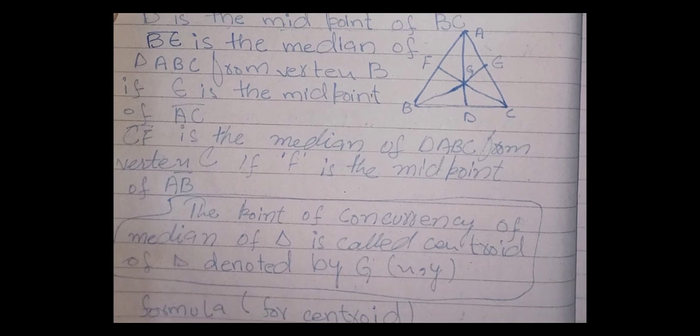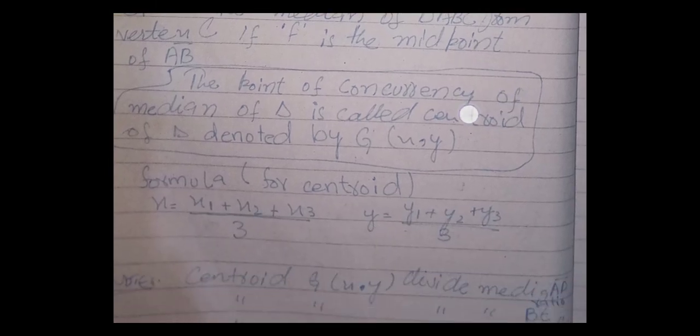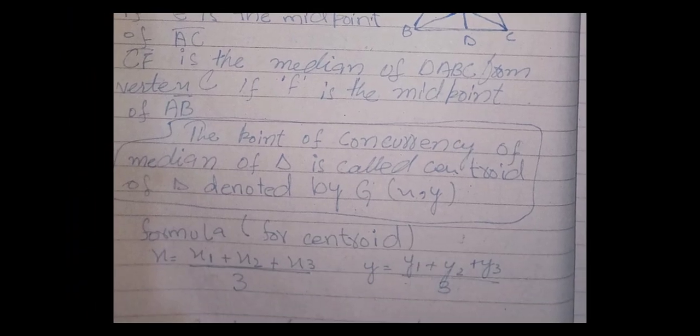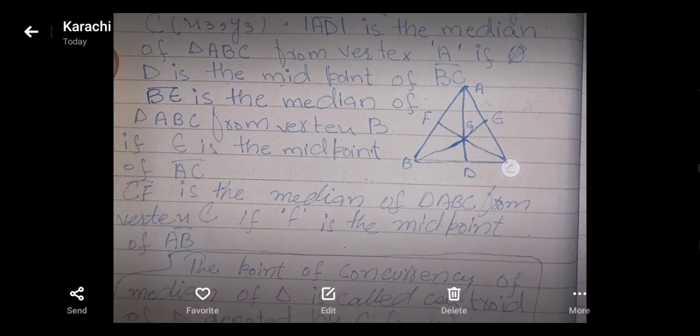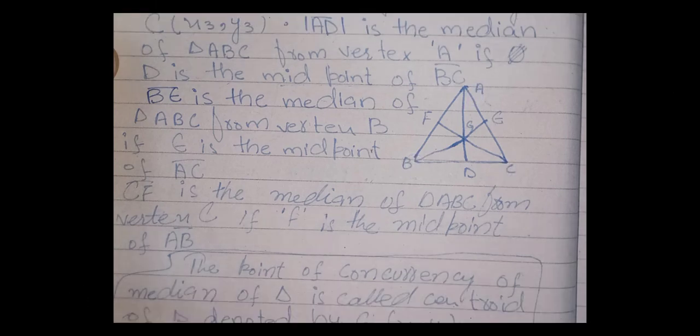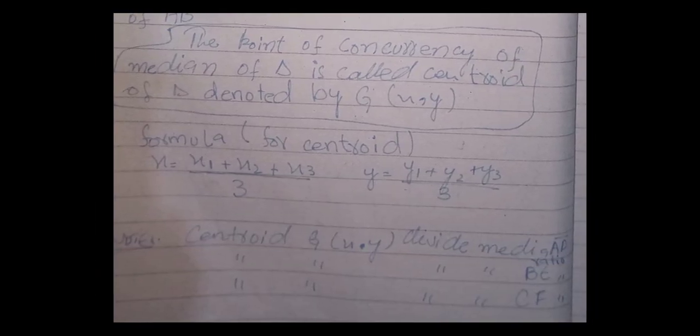If we have the term centroid in a question, we will suppose it like this. We have the formula of the centroid: x is equal to x1 plus x2 plus x3 divided by 3. Similarly, y is equal to y1 plus y2 plus y3 divided by 3. Why do we have three terms? Because a triangle has three vertices, so we have x1, x2, x3 and similarly y1, y2 and y3. That's why the formula has three coordinates. I hope you understood this.